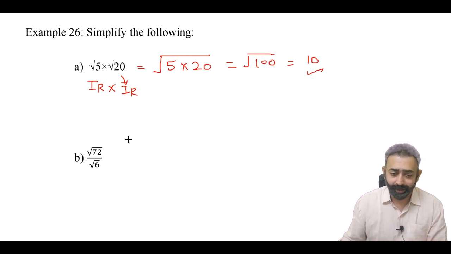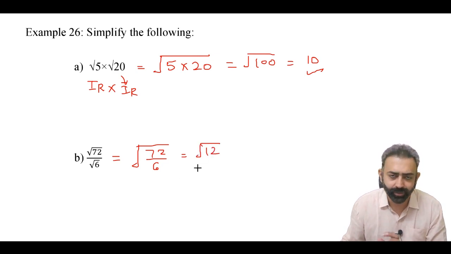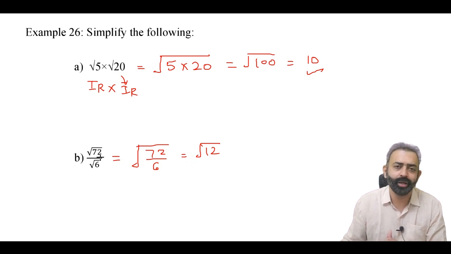Again, root 72 upon root 6, I can write this as 72 over 6 and then take the square root, which is equal to, 72 divided by 6 is 12, so this is the square root of 12. You can leave the answer here. And sometimes division of two irrational numbers may give you, of course, an irrational number. It will not always give you a rational number. Had it been any other number other than 6, you might get a rational number, just like in multiplication.